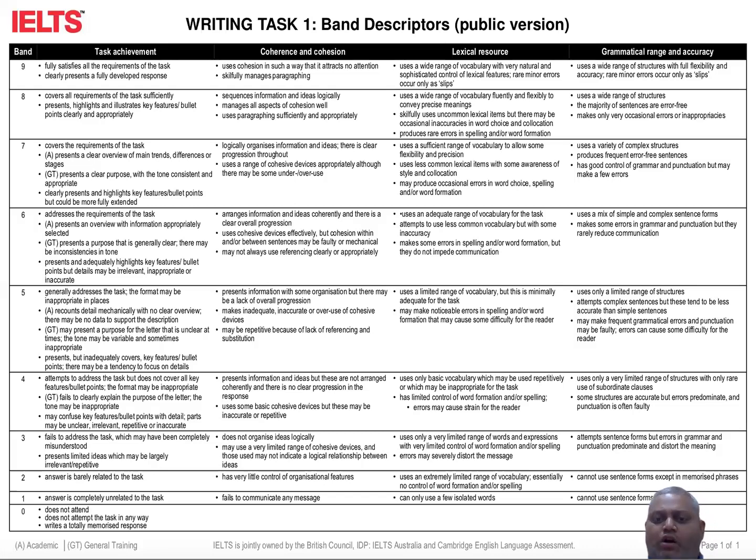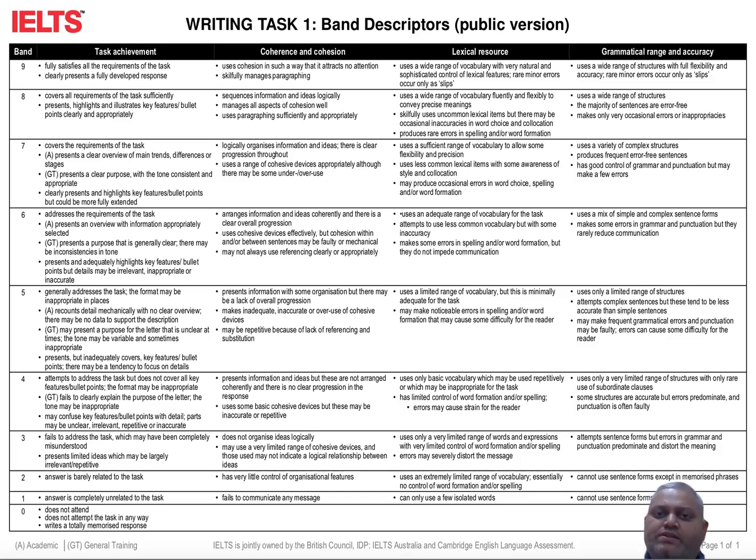So now let's talk about writing. You can understand that writing in IELTS is one of the most important parts of the examination because it consists of one essay and one letter. So this is the band description which is available in the public domain. You can also take some notes from here, or if you want, you can take a snap from here.